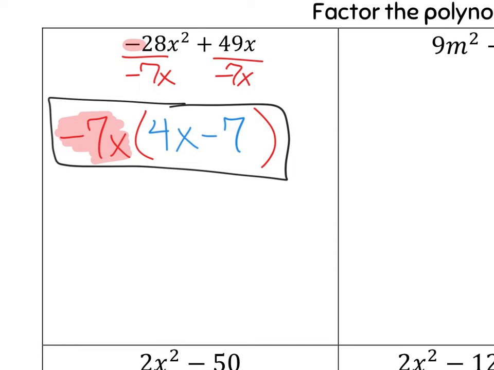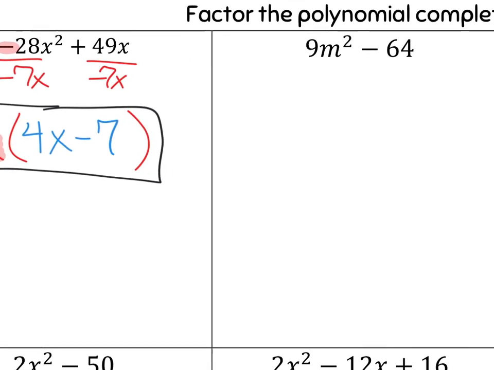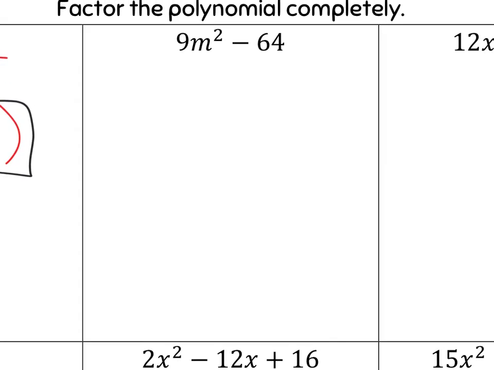Let's look at the next example there. What do we do first every single time? Okay, does 9m squared minus 64 have a GCF? They're both divisible by 3?